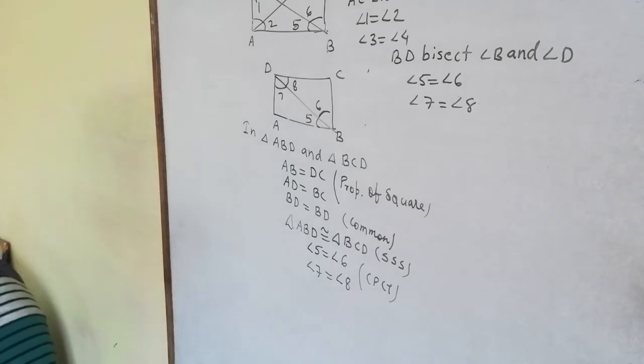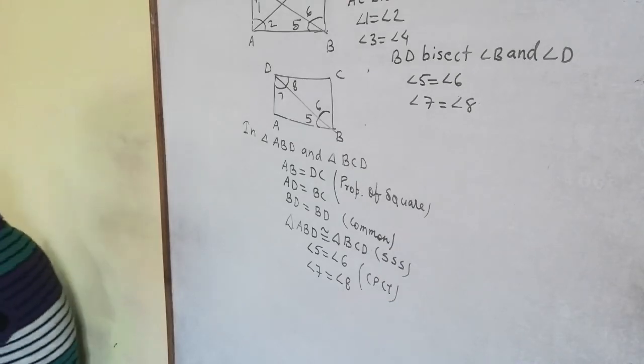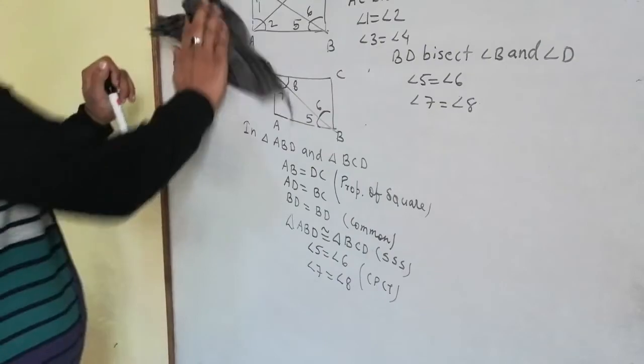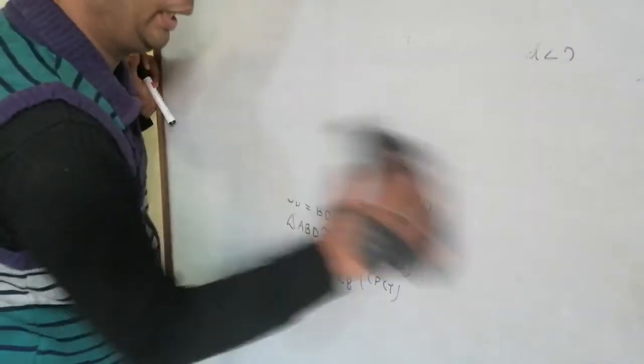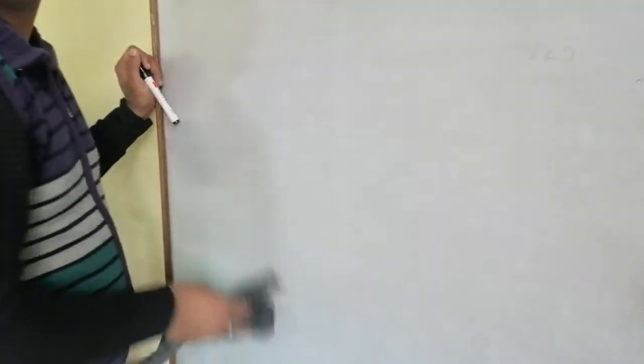Question 8 says that ABCD is a rectangle and AC bisects angle A and C, so that ABCD is a square, and along with this we have to show that BD bisects B and D. For this what we will do, we have to make one figure, and what is given we have to write on the board.